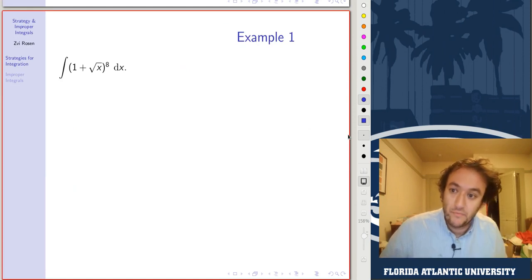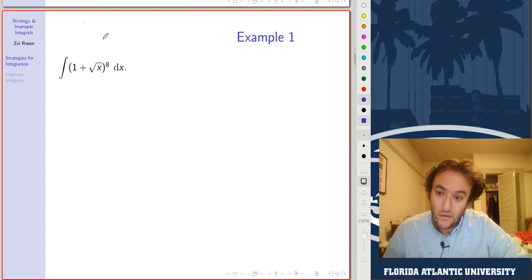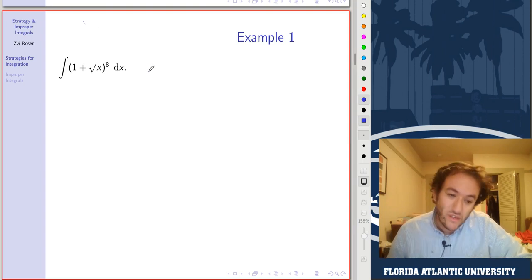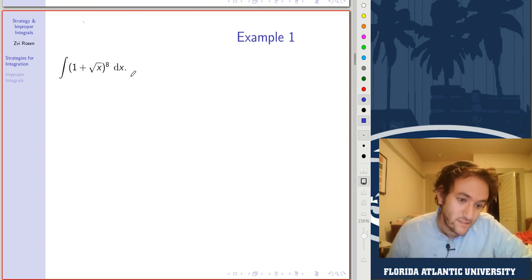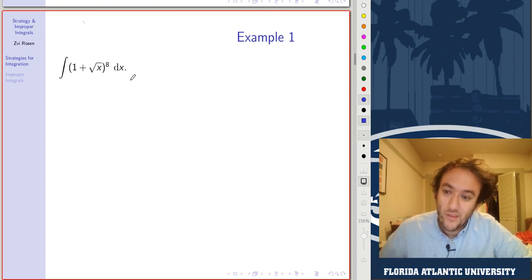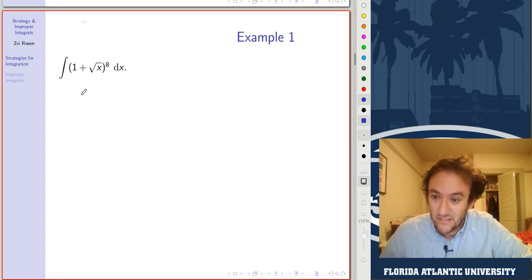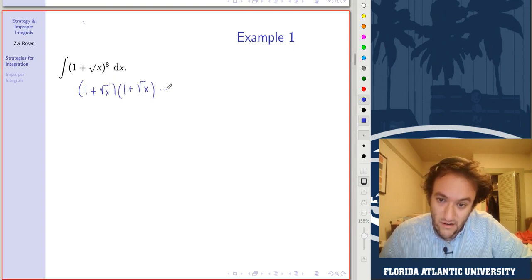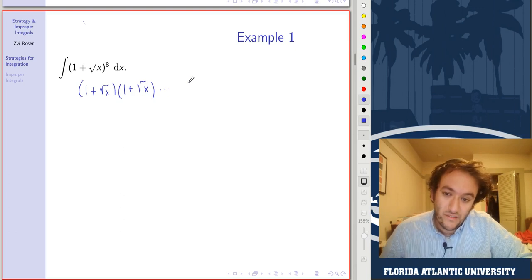So first example: the integral of 1 plus the square root of x, to the 8th power, dx. When we're looking at this, if we wanted to have a bad time, we could go ahead and multiply it out and say, okay, well, 1 plus square root of x to the 8th is 1 plus root x times 1 plus root x times 1 plus root x, etc. We don't want to do this.